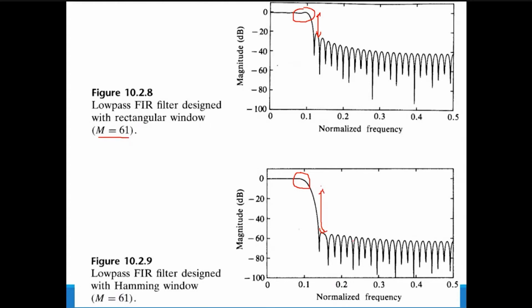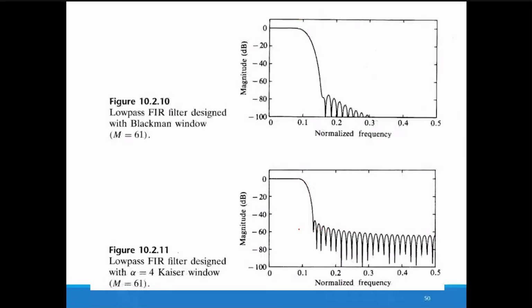If I go for another window, the Blackman window, it is the same thing. Compared to the previous two graphs, here you can see the side lobes are very low. This is nothing but the same FIR filter design, but instead of the rectangular window, I am using the Blackman window. The order is the same, M equal to 61. Another one we are using is the Kaiser window, with alpha constant equal to 4, where M is equal to 61. If I go for the Kaiser window, you can see the graph is very smooth compared to the previous one.